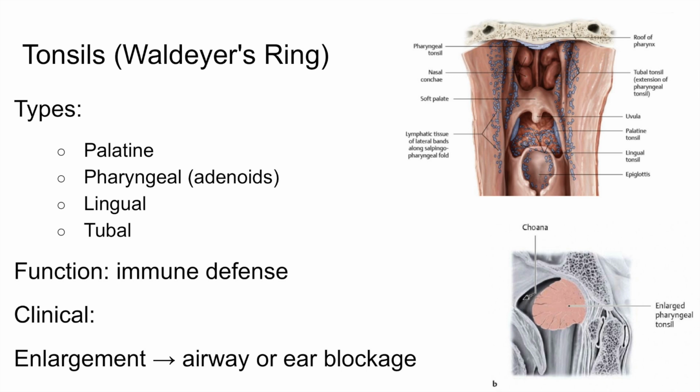Function-wise, all of these are doing the same job. These are all sampling antigens and initiating immune responses, okay? And again, the clinical correlations here are that adenoid enlargement could lead to airway obstruction. Your tubal tonsils can lead to ear issues like otitis media because they will block that auditory tube. And then your palatine tonsils can cause infection, abscesses, and tonsillectomy relevance there.